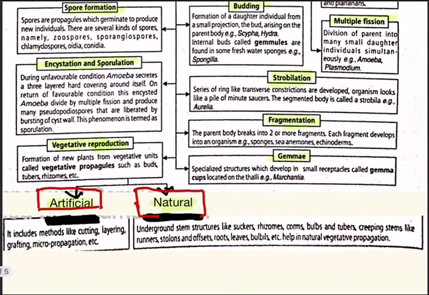Now here we use this technology. One is natural vegetative reproduction, wherein in nature, vegetative reproduction takes place naturally and the plants go on increasing their numbers. That is, underground stem structures like suckers, rhizomes, corms, bulbs and tubers, creeping stems like runners, stolons and offsets, roots, leaves, bulbils help in natural vegetative propagation. Whereas using these natural phenomena, we can also increase the number of plants through artificial ways.